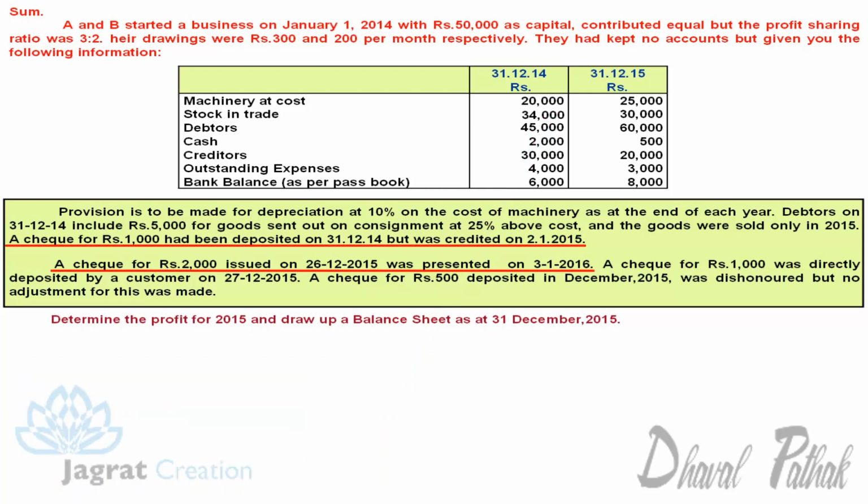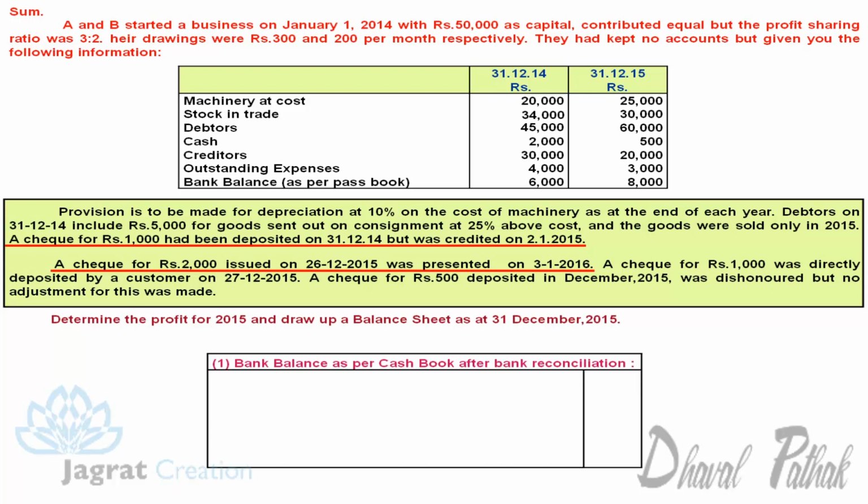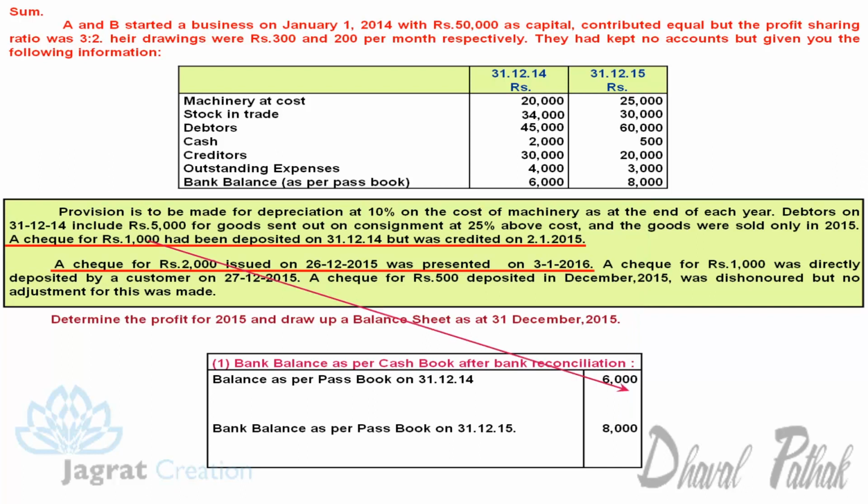A check of 1,000 deposited but not credited. So bank reconciliation, 6,000, balance as per passbook. Check deposited not recorded. So what will happen? By depositing the check, balance increases. So add check deposited. So accounting balance should be 7,000.